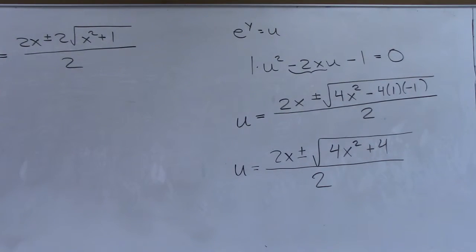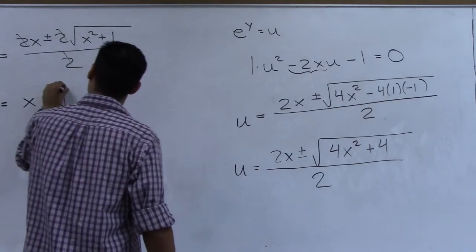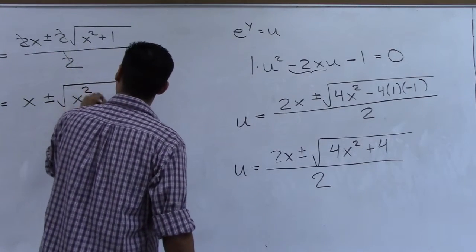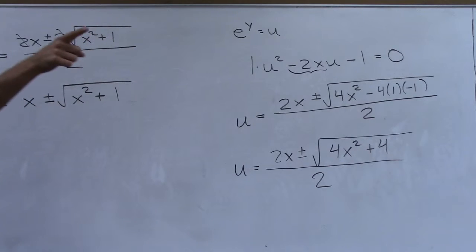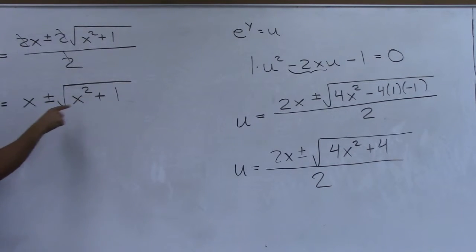Reduce everything by a factor of 2. Oh, wow. I'm getting close, aren't I? U equals x plus or minus the square root of x squared plus 1.